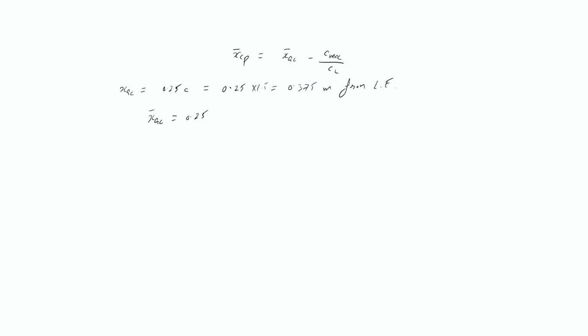Next, we already know the coefficient of lift equation, CL equals L by QS. We'll assume the aircraft is flying in steady level flight. Steady in the sense there is no acceleration. Level in the sense the wings are level.